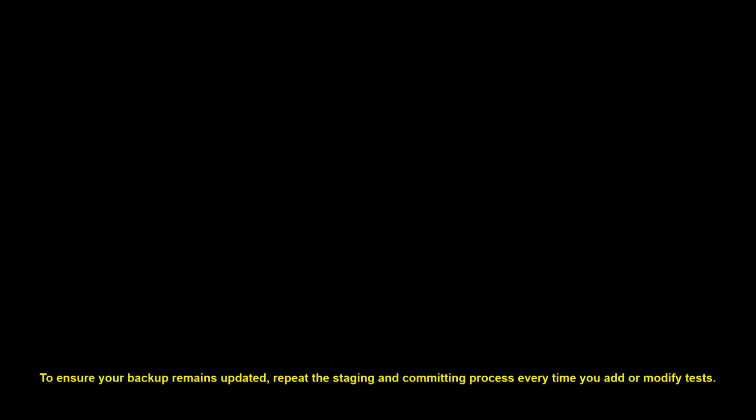and git push. To ensure your backup remains updated, repeat the staging and committing process every time you add or modify tests. Utilizing GitHub Actions can automate your test runs with each push to the repository. Consider setting up a workflow file in the .github/workflows folder for continuous integration.